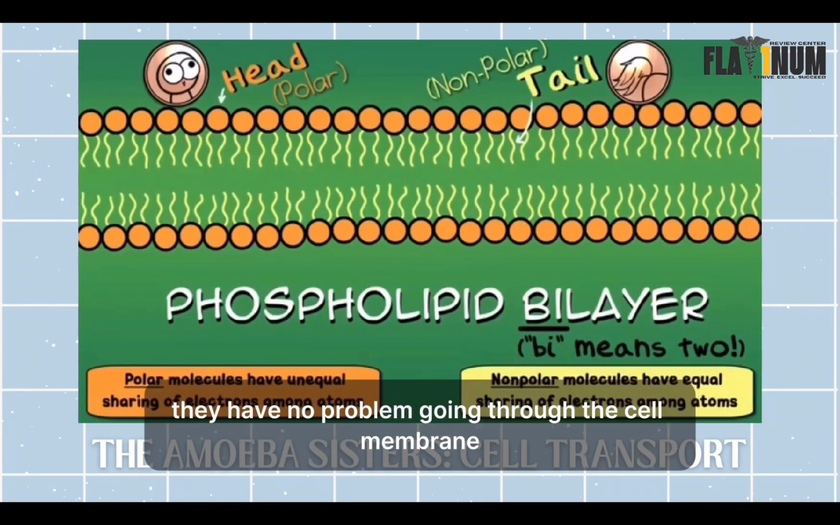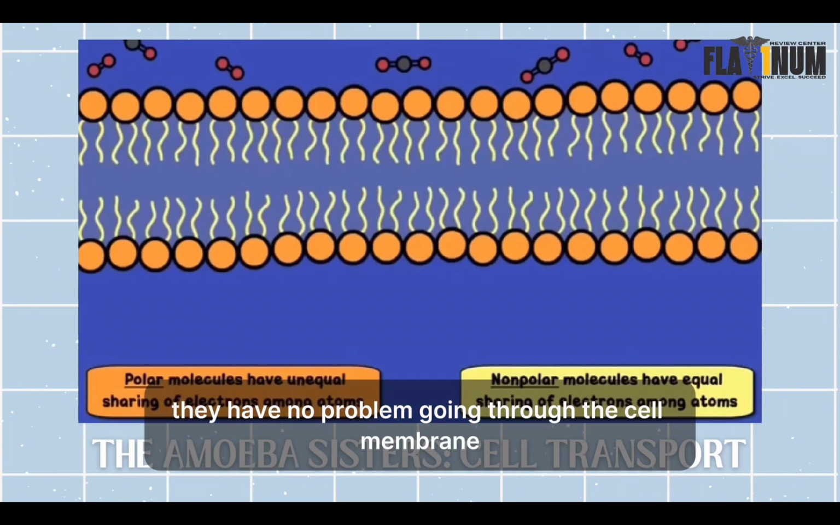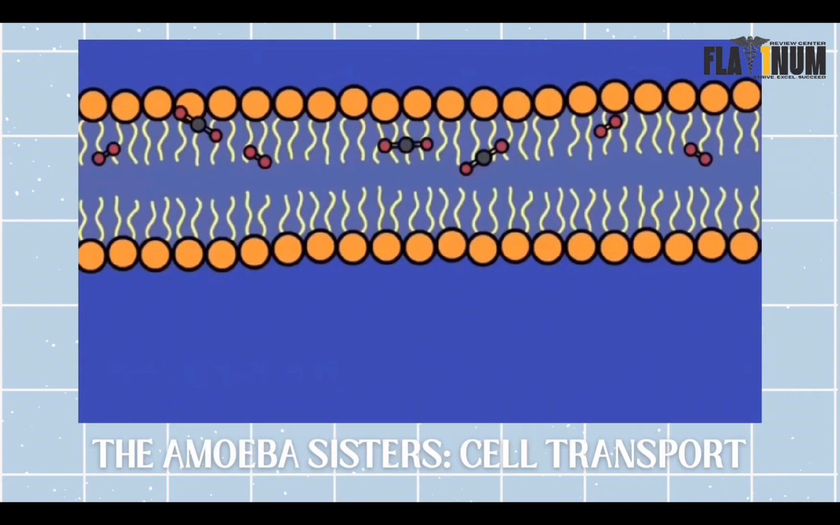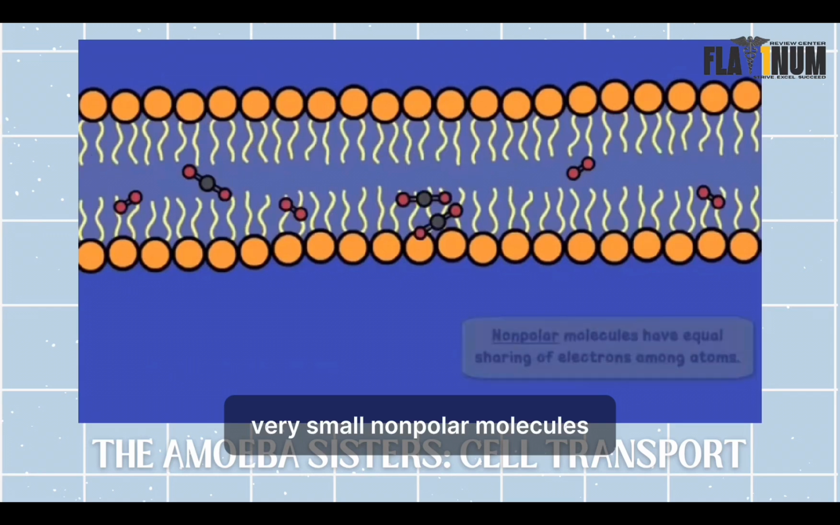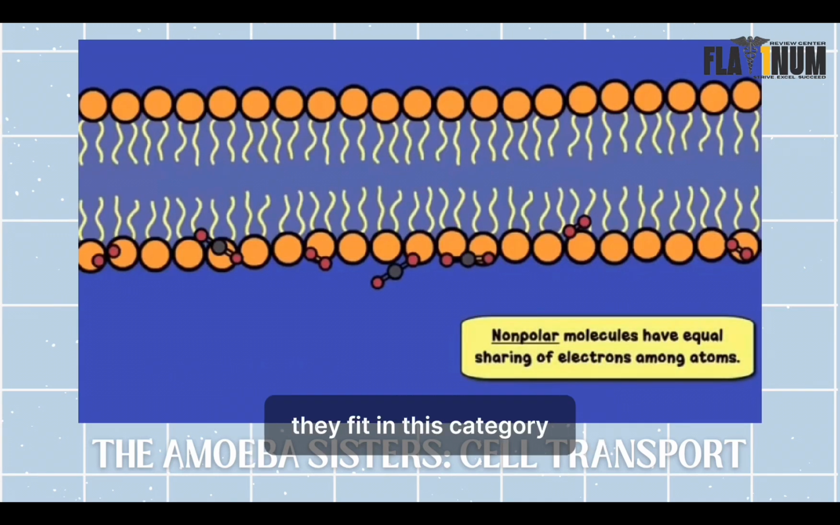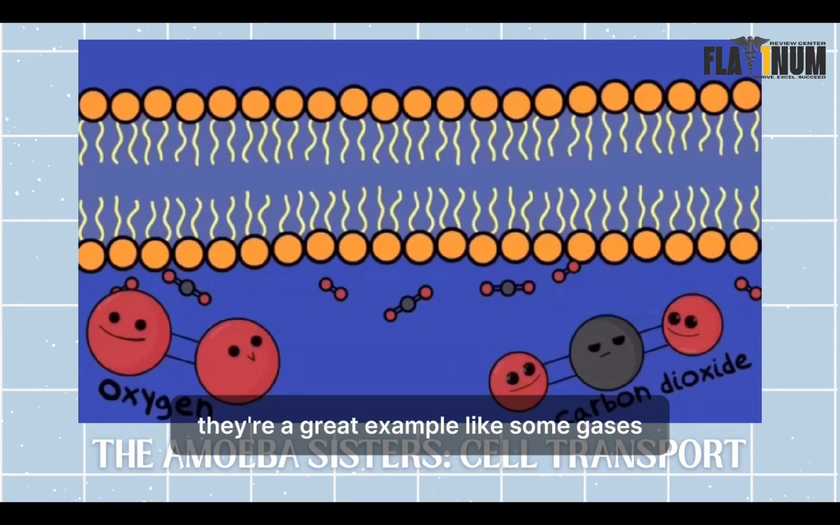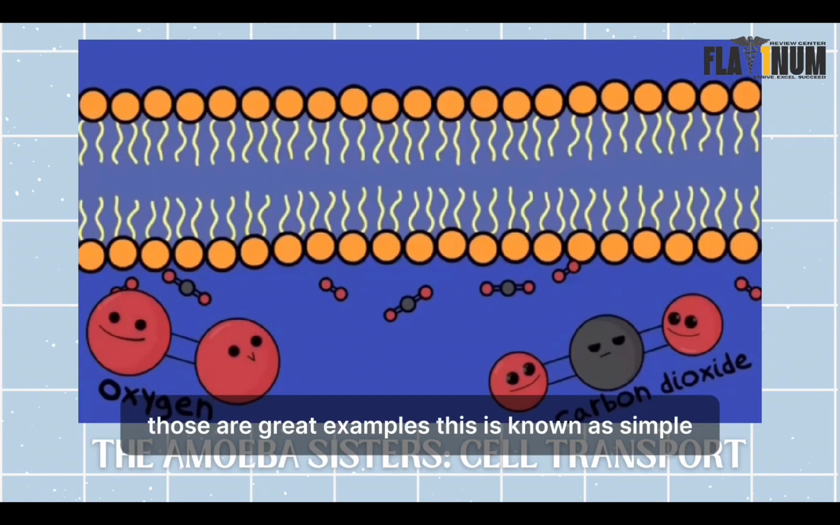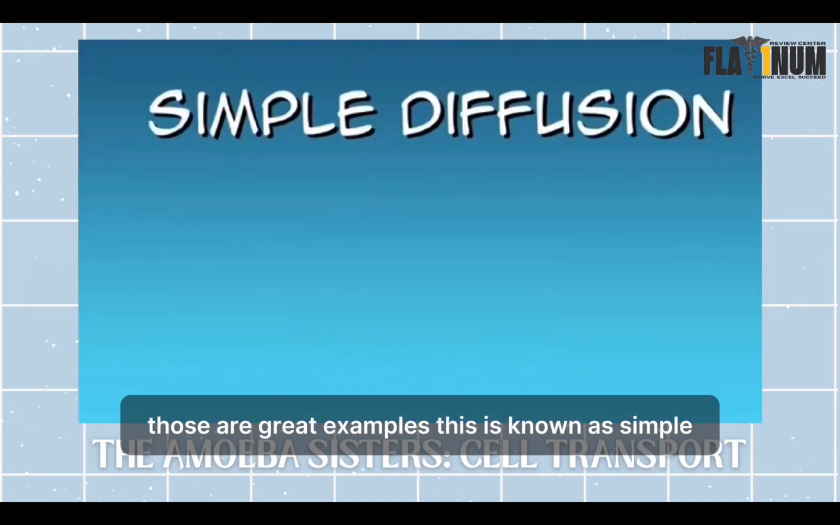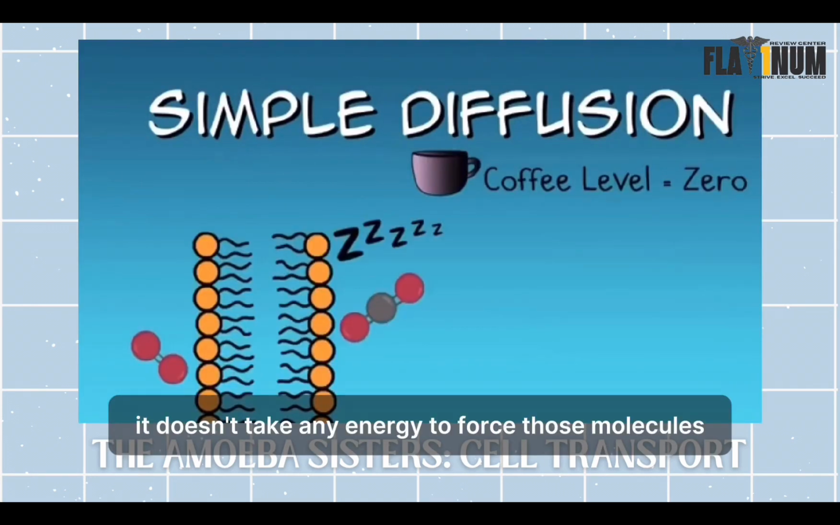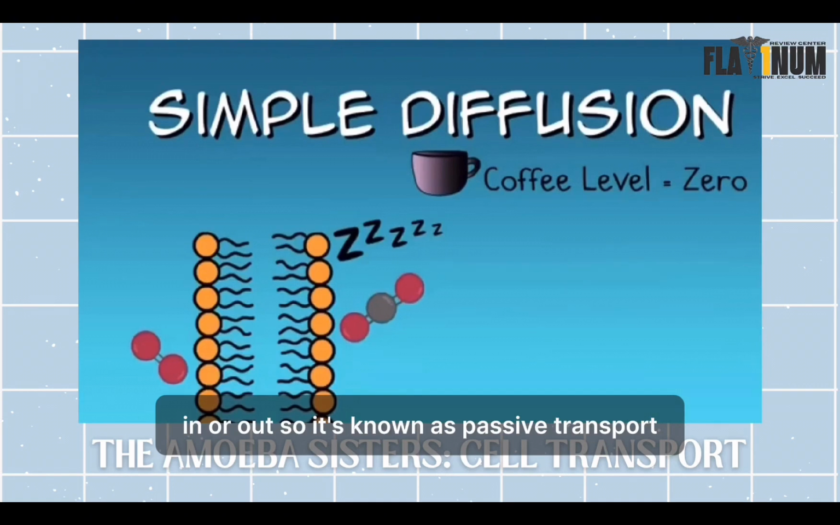Some molecules have no problem going through the cell membrane, and they directly go through the phospholipid bilayer. Very small, nonpolar molecules fit in this category. Some gases, like oxygen and carbon dioxide, are great examples. This is known as simple diffusion. Also, it doesn't take any energy to force those molecules in or out, so it's known as passive transport.